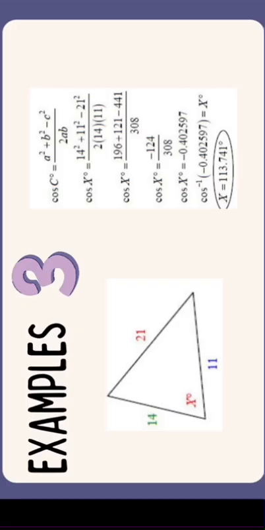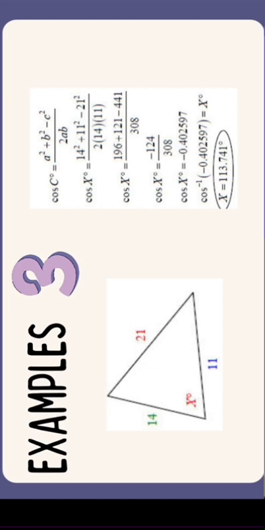Now I'll continue with the last example, which is the third one. We have here this figure and we have the original formula, which is cos C equals a squared plus b squared minus c squared divided by 2ab. So with this, we transfer to the actual numbers.